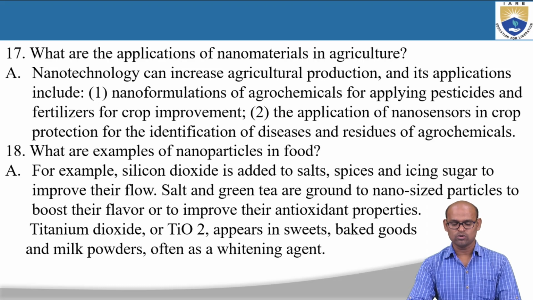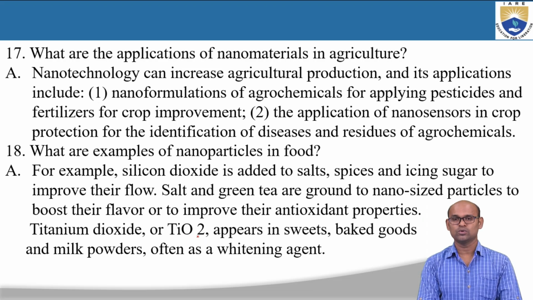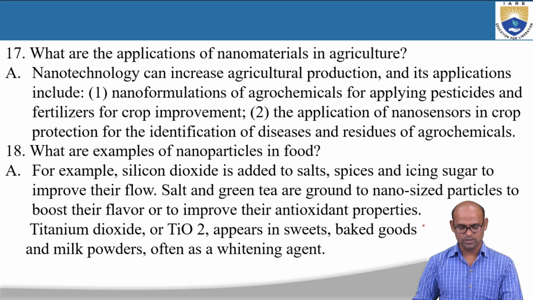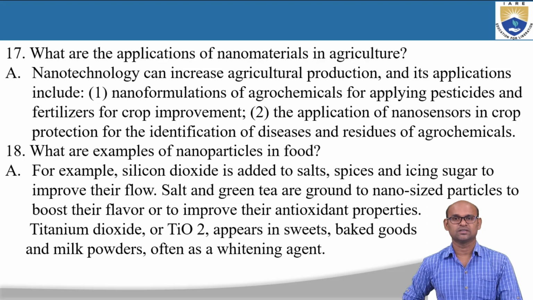What are examples of nanoparticles in food? For example, silicon dioxide is added to salts, spices and icing sugar to improve their flow. Salt and green tea are ground to nano-sized particles to boost their flavor or to improve their antioxidant properties. Titanium dioxide, TiO2, appears in sweets, baked goods and milk powders, often as a whitening agent. These are the applications of nanoparticles in food.